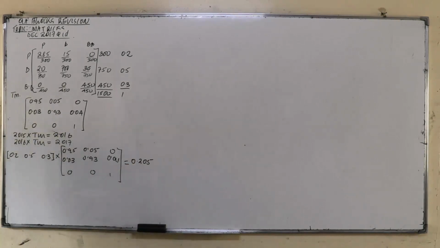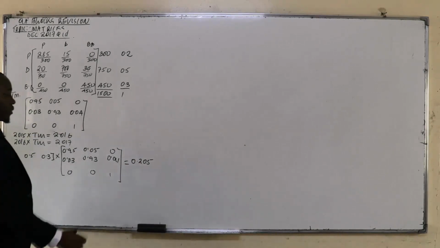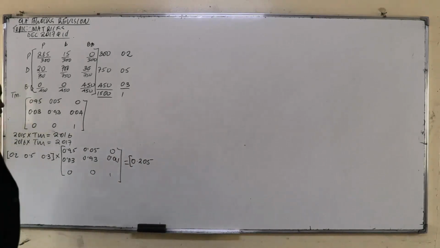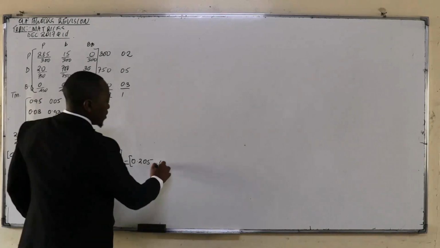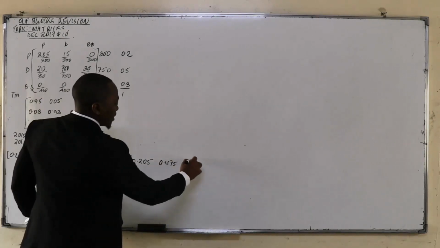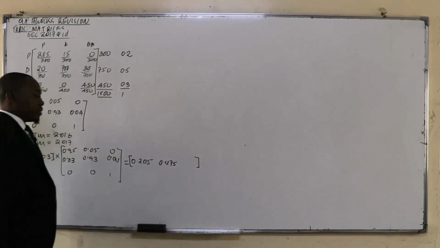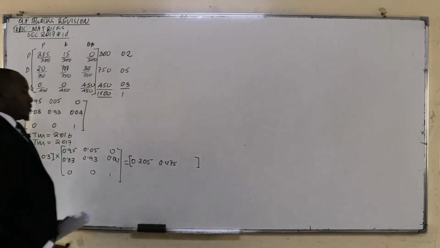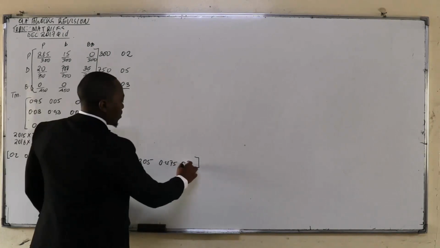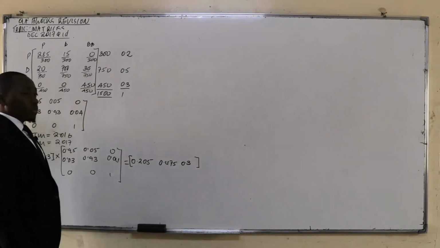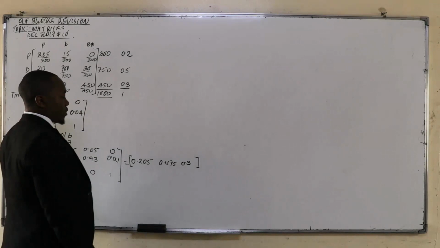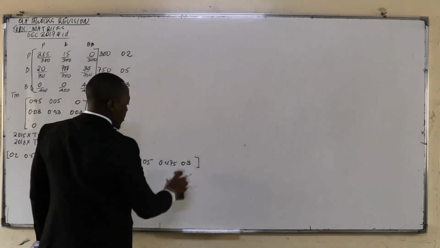0.205, 0.475. Now write the last one. You take 1 minus the 2. 0.32.